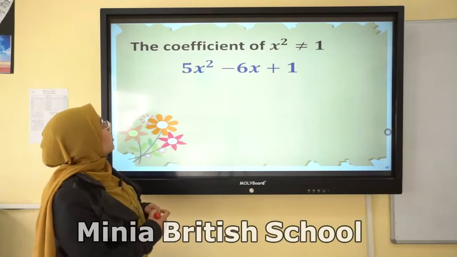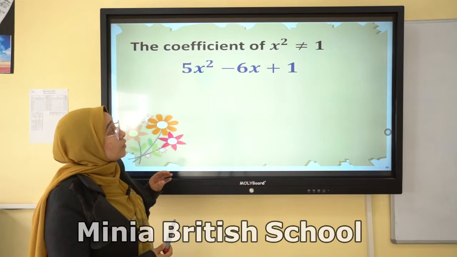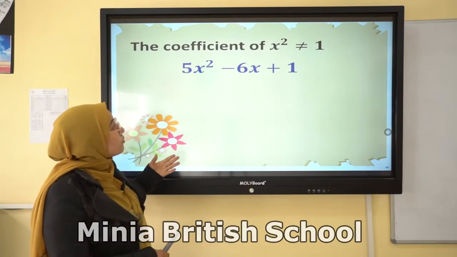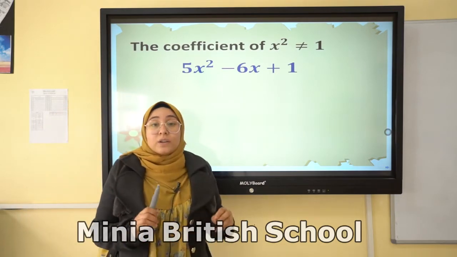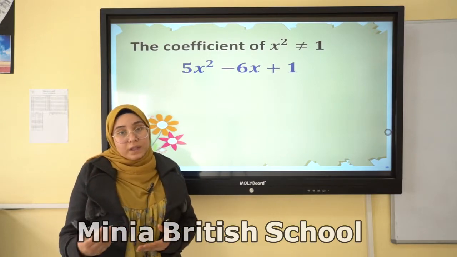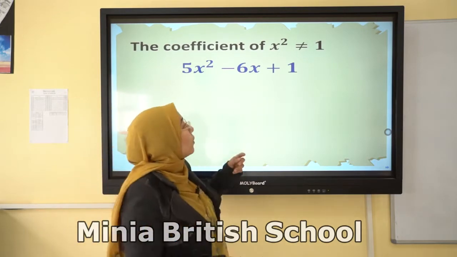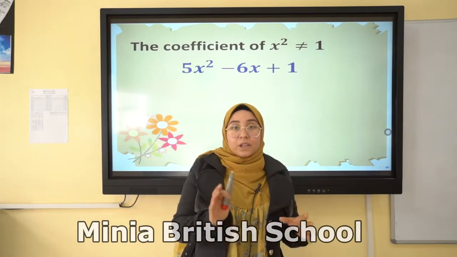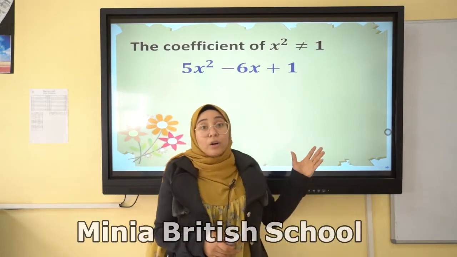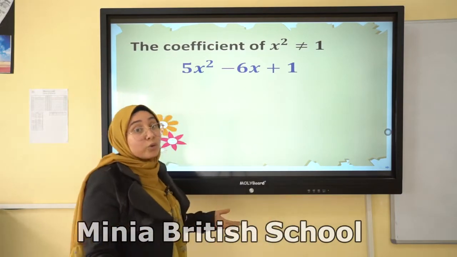Okay? Now, the second case talks about when the coefficient of x power 2 is not equal to 1. In this exercise, 5x power 2 minus 6x plus 1, the coefficient of x power 2 equals 5. But here we know something: if the value of c equals 1, it's also easy to factorize it.